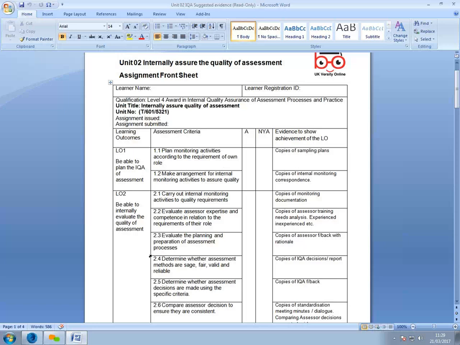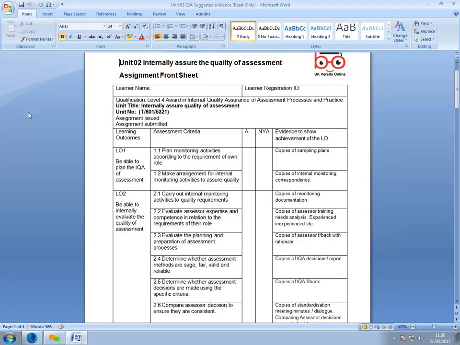So plan monitoring activities according to the requirements of your own role. In academic assessment and internal verification, the emphasis now is on formative assessment. You'll notice at the top it will say achieved or not yet achieved. You produce a piece of work that you send in, it gets assessed, and it goes back again. That will happen several times before the IQA says, can I have a look at some of those now? There are a number of documents together, some you've passed, some are still not yet achieved, and I'll say, okay, that's fine.